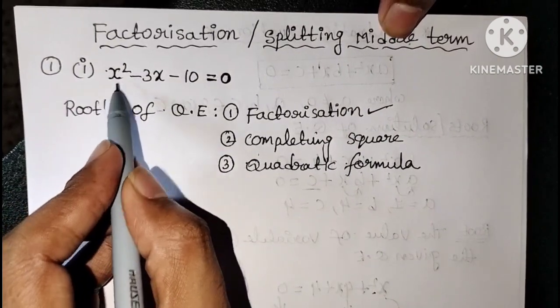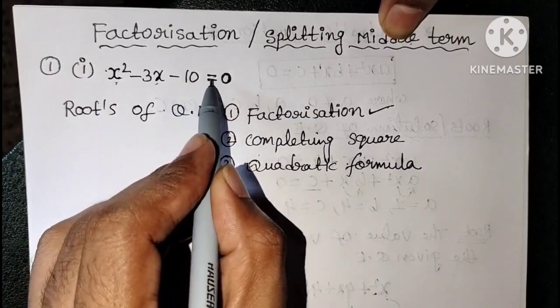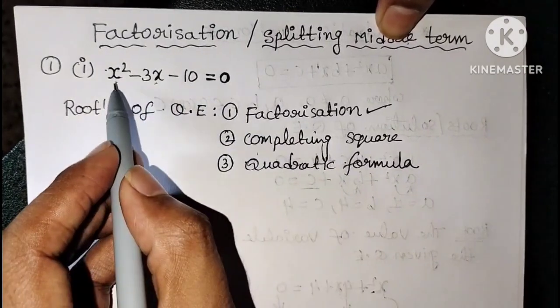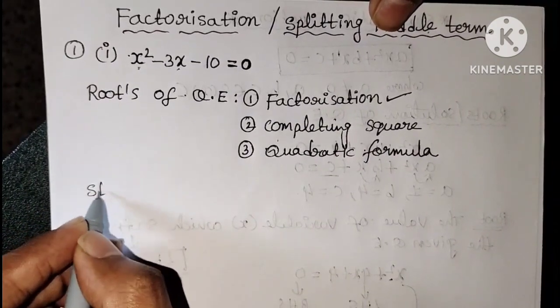Here is my first problem. Find the roots of the quadratic equation x square minus 3x minus 10 is equal to 0. First of all, it's a quadratic equation, so we have to follow some steps here. Step 1.